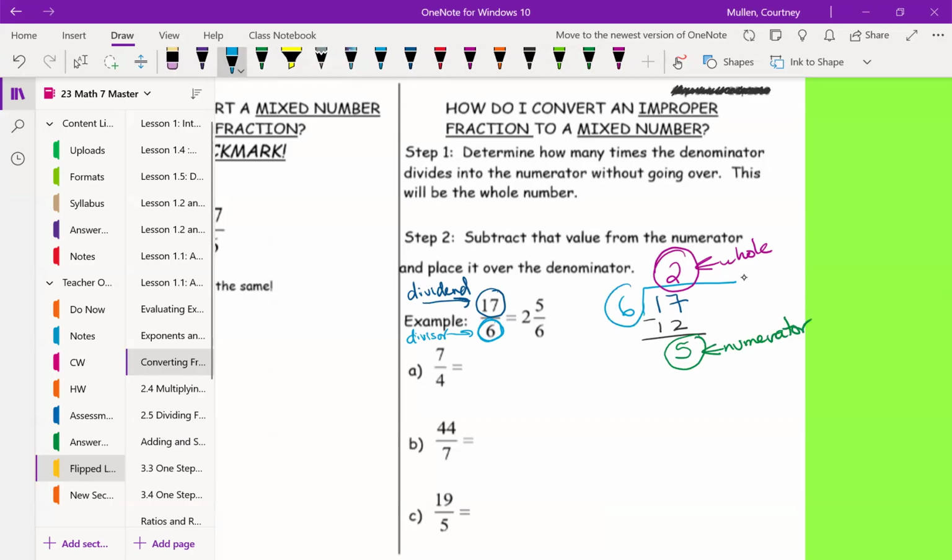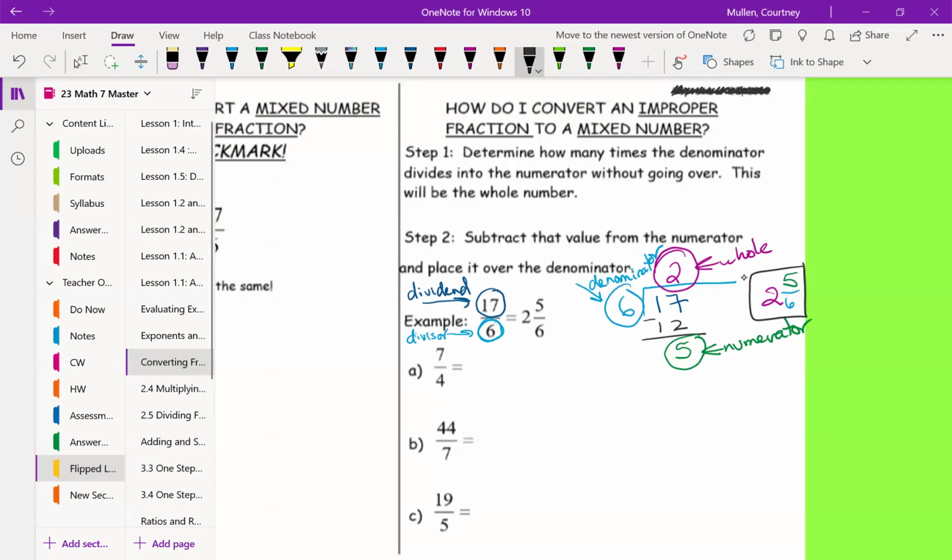And our divisor is our denominator. And this gets us 2 5/6. Now, if you can do this in your head faster, that's great. But I wanted to show you this just to make sure you're clear of where it's coming from. So let's go through 2 more.